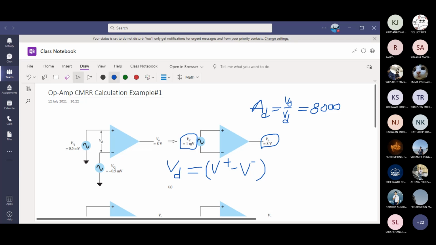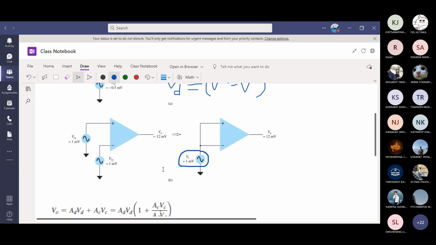Now in the common mode, let's see what happens. Input on the plus pin is 1 millivolt, and input on the minus pin is 1 millivolt. I told you what about the common mode? Same signal, same polarity. And in the common mode, you're going to get 12 millivolt output. So this is the equivalent circuit.